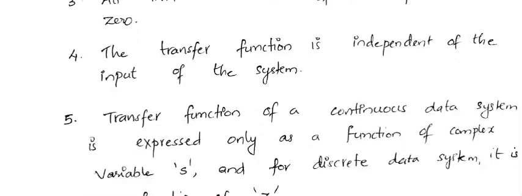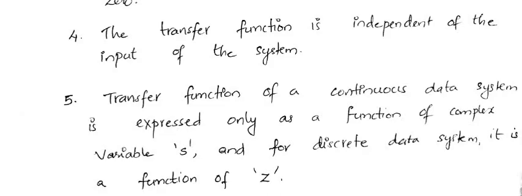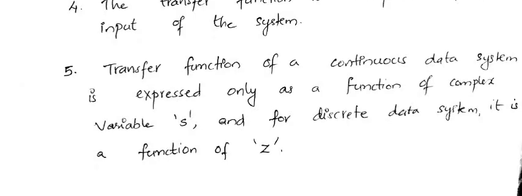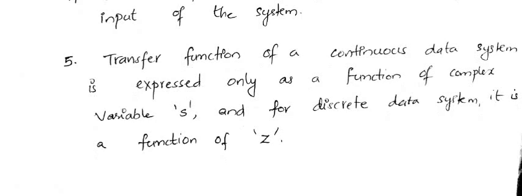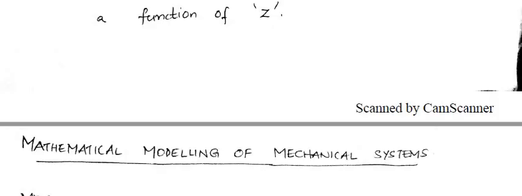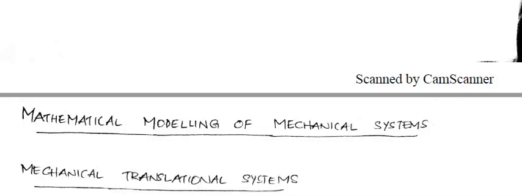Then the fifth property is that for a continuous system, the transfer function is expressed as a function of s, and for a discrete system it will be a function of z, right? Okay, fine. Now we are moving on to the mathematical modeling of mechanical systems. So mechanical systems means we have to study translational system as well as rotational system. Translational system means a system in which the movement will be linear, whereas a rotational system means the movement will be a rotational one.